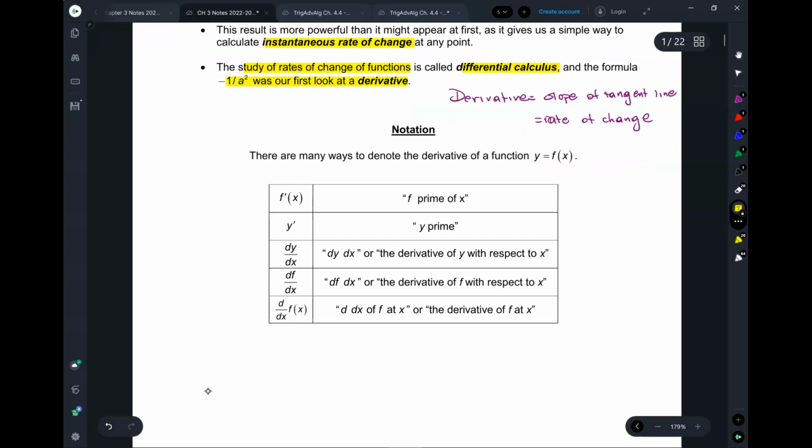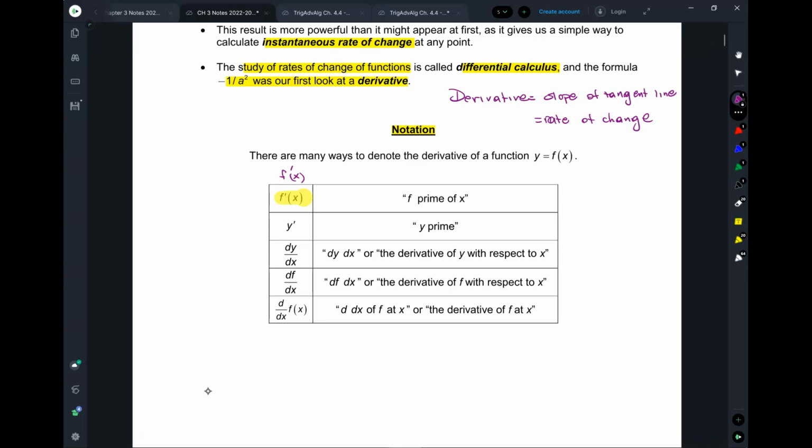Notation: there are several ways to write derivative. One is f with an accent mark. We call that prime in math. Like last year it was theta, theta prime. I don't know if you ever did that. So it's read f prime of x, and you write it f prime of x like this.